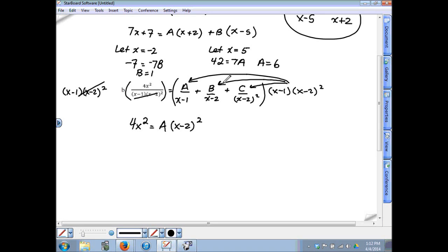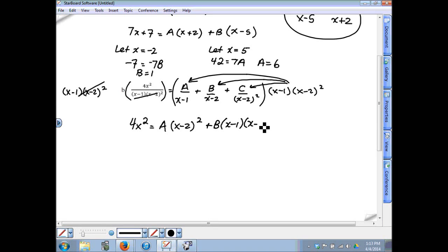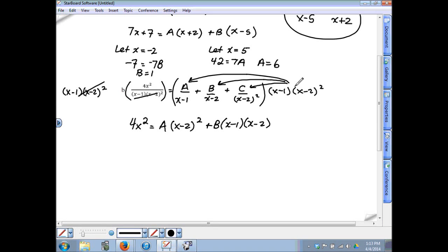Now when the LCD multiplies to the B term, this single x minus 2 on the denominator here would cancel with one of these x minus 2s. So you'd have one of the x minus 2s times an x minus 1 that multiplies the B. So it's plus B times x minus 1 times x minus 2. Now when the LCD multiplies in the C term, the x minus 2 squared cancels with the x minus 2 squared. So C multiplies x minus 1.